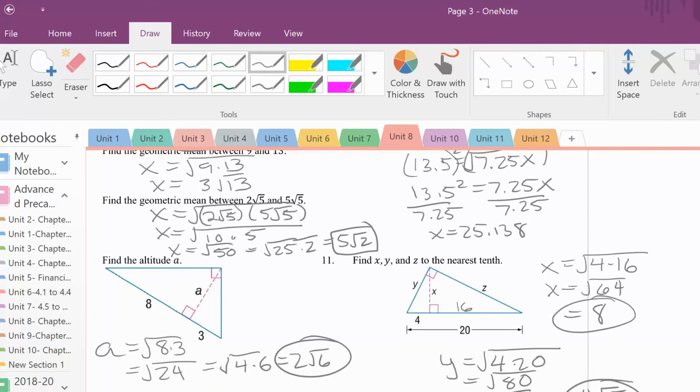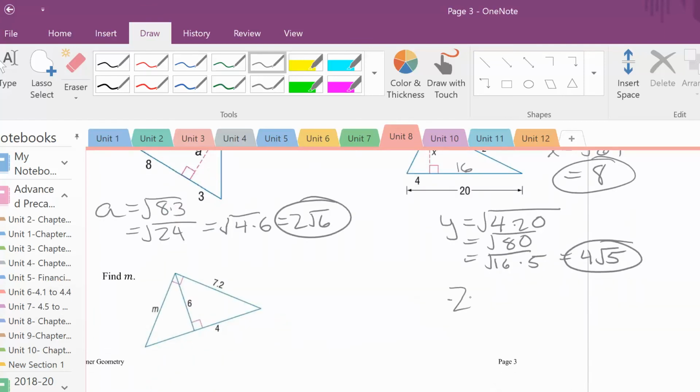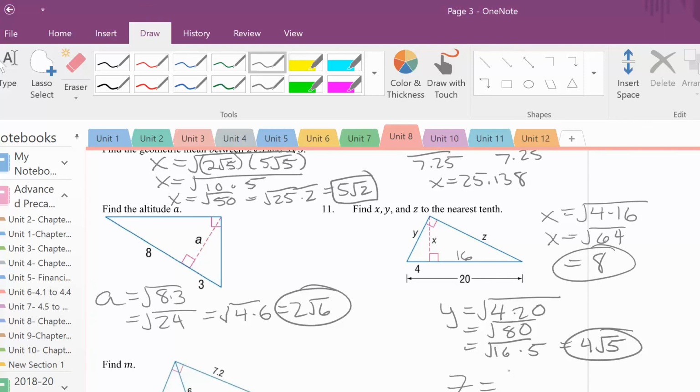And then z is a leg as well, and z is going to be the geometric mean between 16 and 20. So 16 times 20 gives you 320, which is the same as 64 times 5, which gives you 8 rad 5.